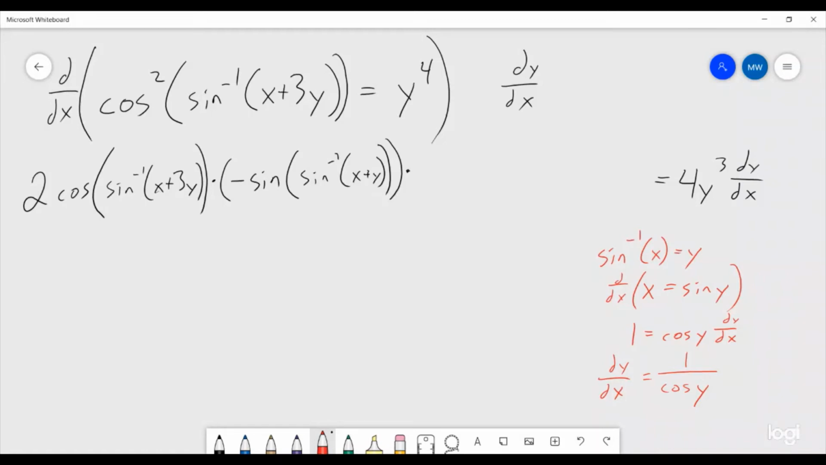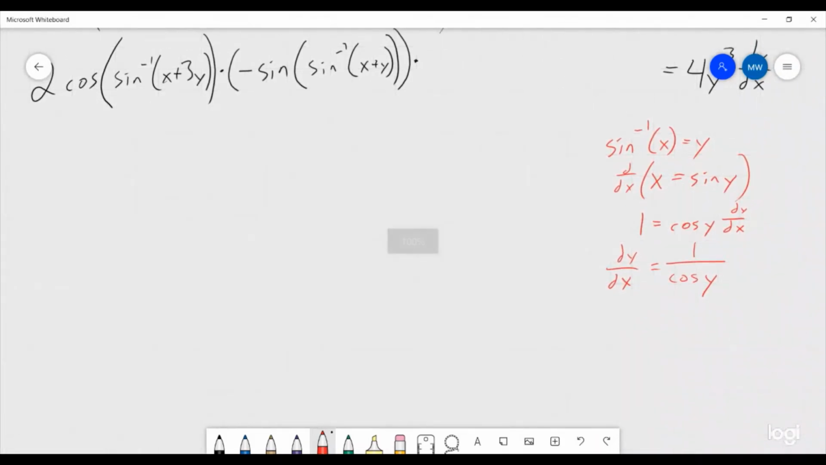So we got 1 over cosine of y, so that is 1 over cosine of inverse sine. We know x equals sine of y, so if that is y, x is sine. Sine is opposite over hypotenuse, so we can make that x, the hypotenuse is 1, and this is the square root of 1 minus x squared. So cosine of y is the square root of 1 minus x squared, and this is going to be 1 over the square root of 1 minus x squared.